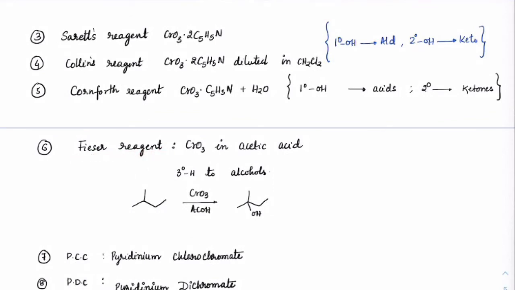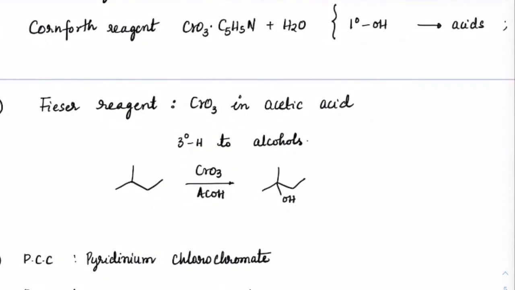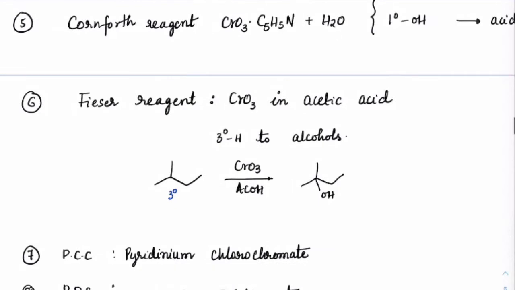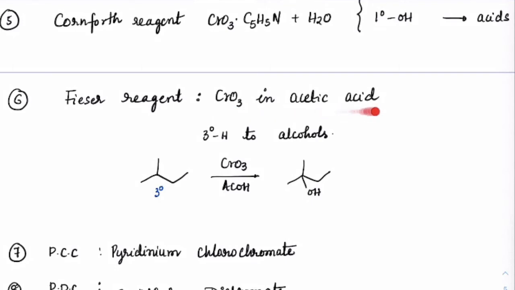Next, Fétizon's reagent. It is CrO3 in acetic acid. Sometimes you will get this CrO3 in acetic acid. This is not specifically used for alcohols, but if you have a 3 degree alkane in the presence of AcOH, that 3 degree hydride which is present will convert into an alcohol. So it will oxidize that way. So specifically it is used for that. In case you see CrO3 in acetic acid, just search for the third degree hydrogen, and make that an alcohol.